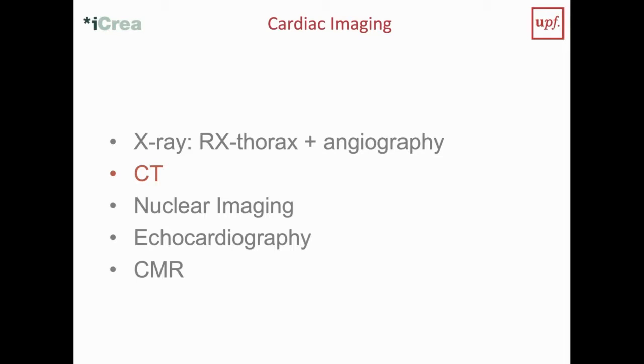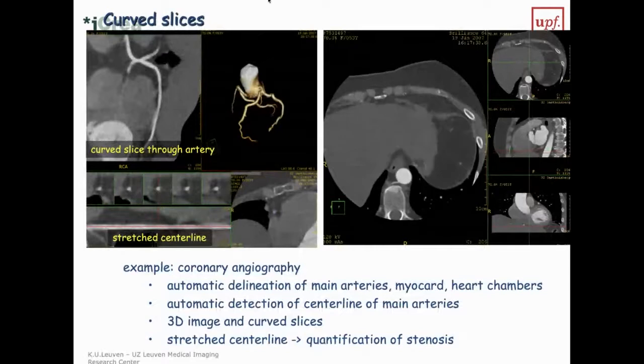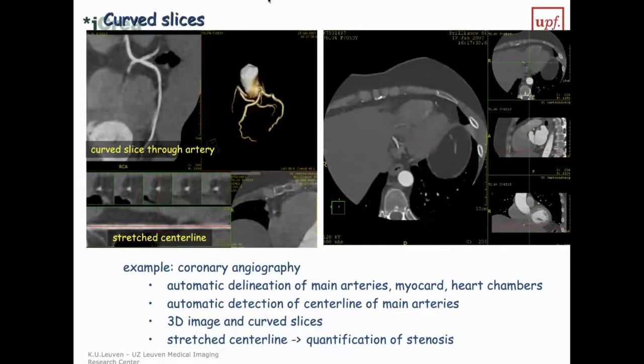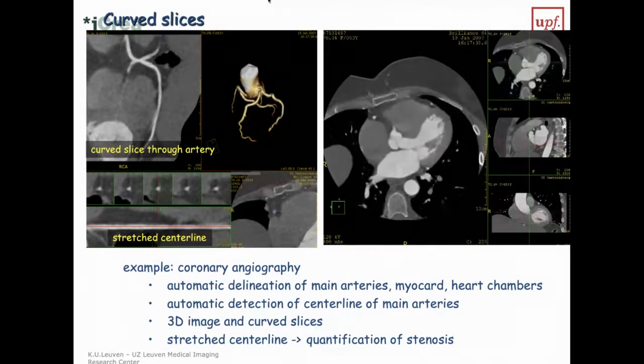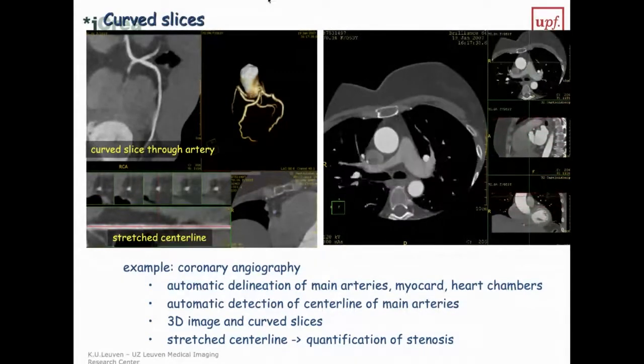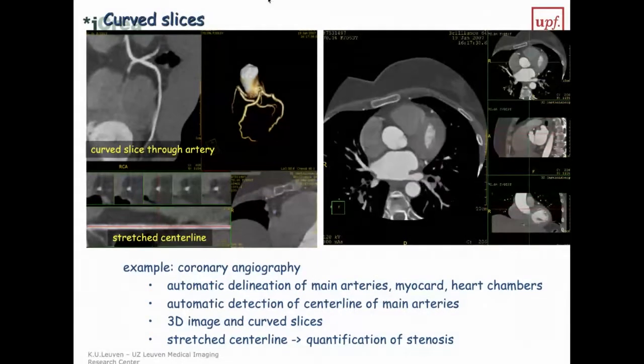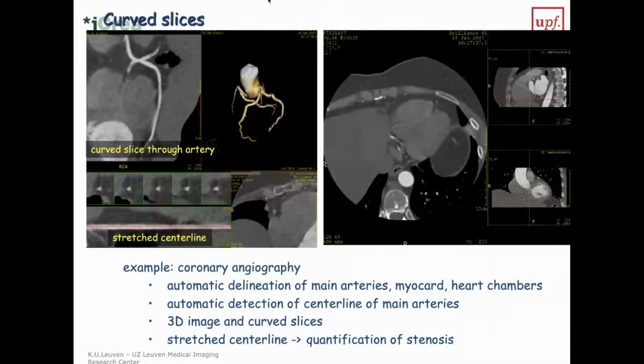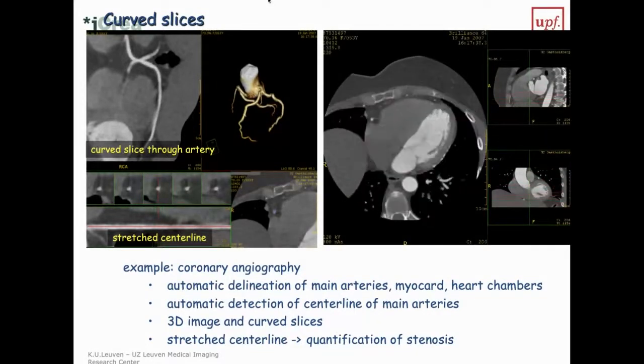So the next imaging modality is CT. Let's see what we can do with CT for cardiac imaging. One of the nice things of CT is that it provides a 3D data set. So we can scan the volume of the heart, or the thorax part where the heart is located, and then later on we can process it.